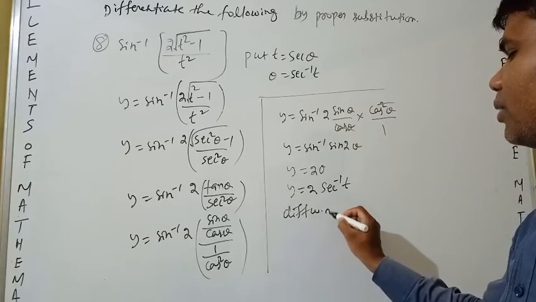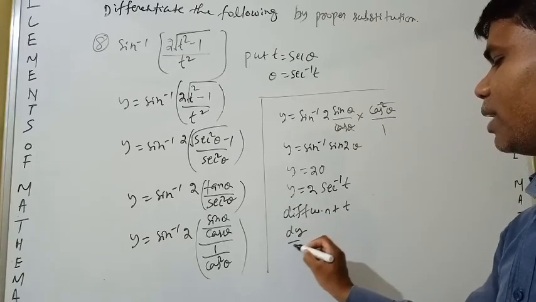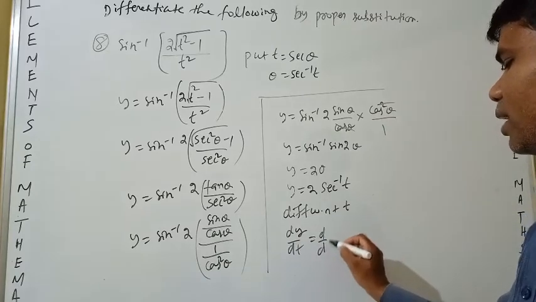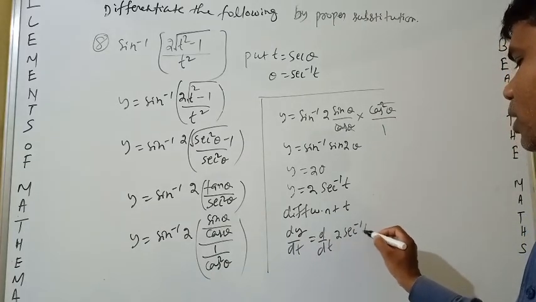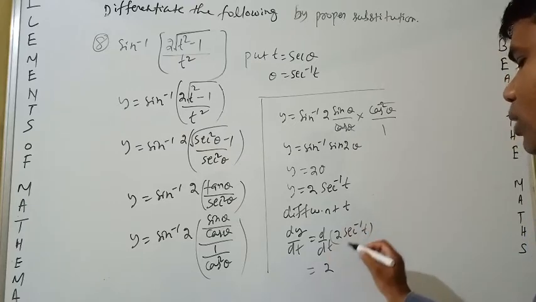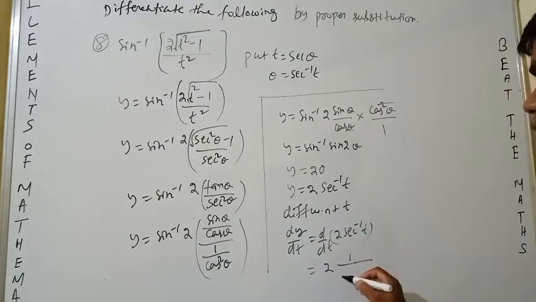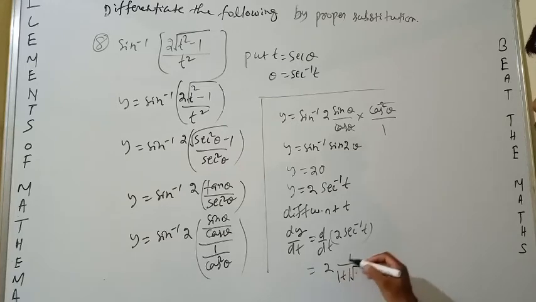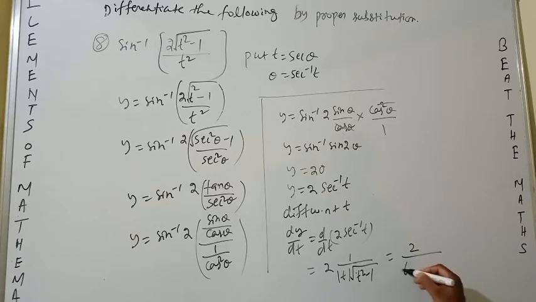Differentiate with respect to t. dy by dt is equal to d by dt of 2 sec inverse t. The derivative of sec inverse t is 1 by mod t root over t square minus 1. This is not x, this is t given. So it is equal to 2 by mod t root over t square minus 1. Pause the video, note it down.